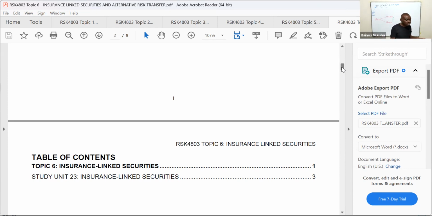To mitigate losses in case of what? Catastrophic losses, so that they're able to what? To have enough money so that if the claims are made, they have enough money to pay off those claims as well. So that's basically what is going to be covered under topic 6, which looks at study unit 23.